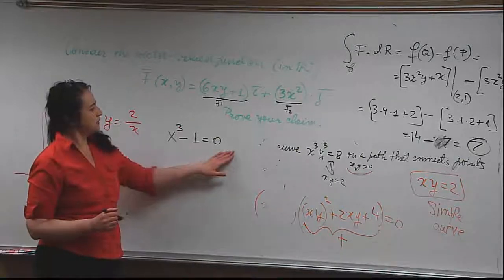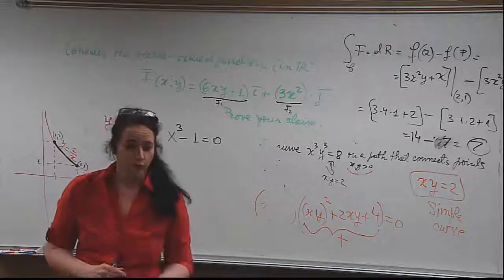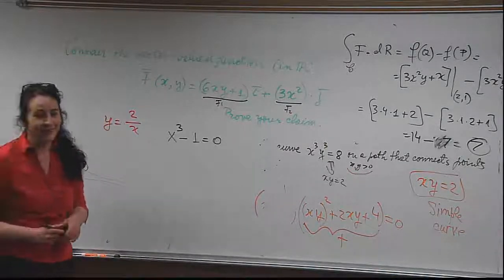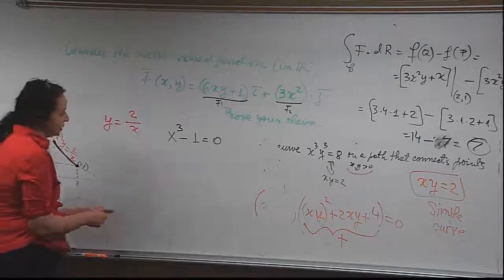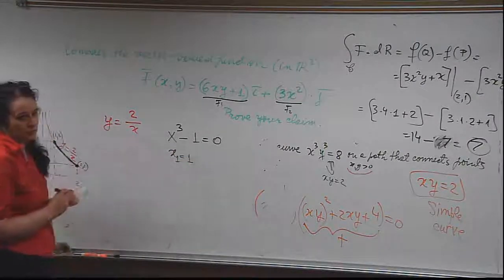So there was this question: how many roots does it have, and what kind of roots are they? Two are imaginary and one is real. But everybody said it only had one root. How can it have one root if it's a cubic equation? So one root, x1, is 1, and the other two are imaginary.